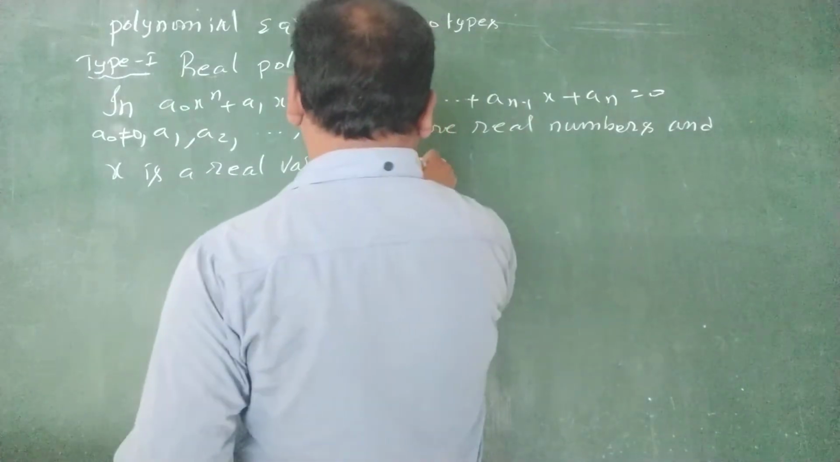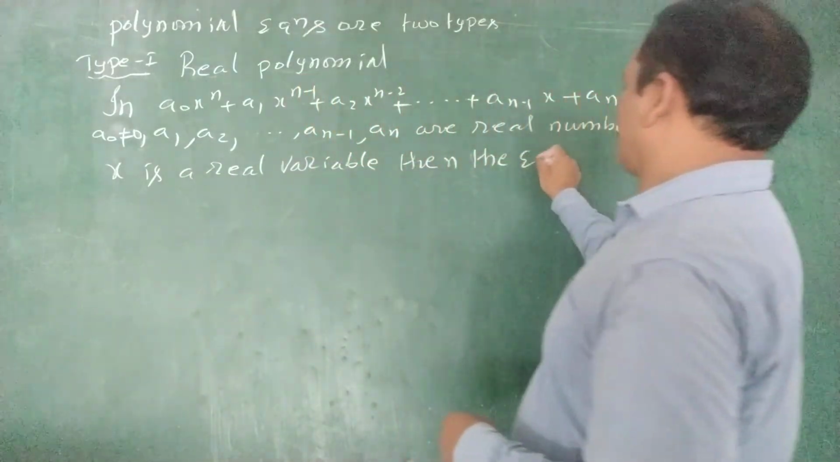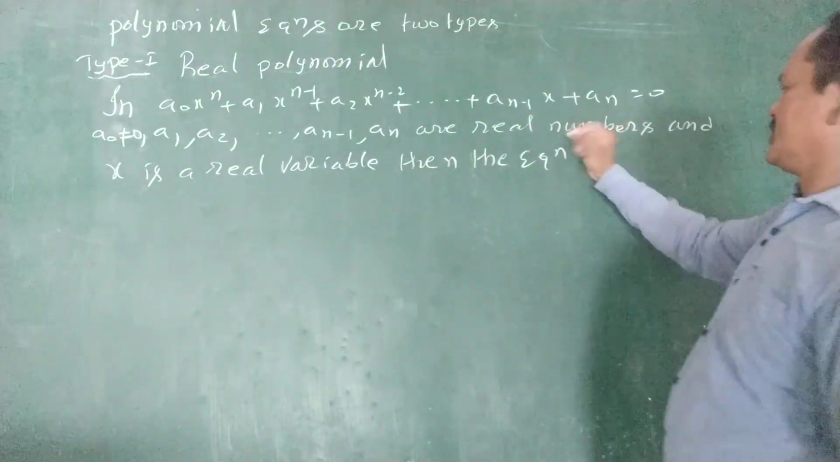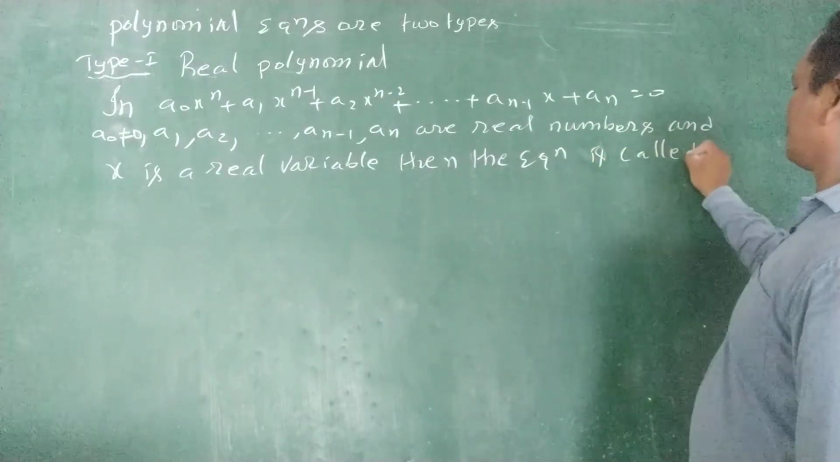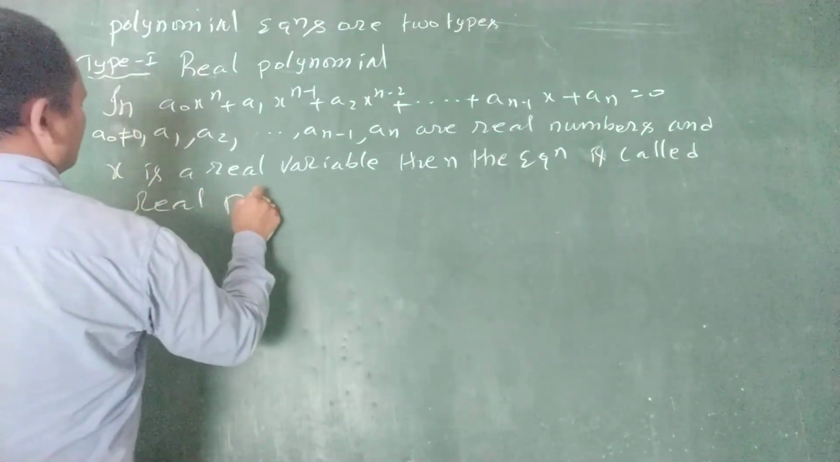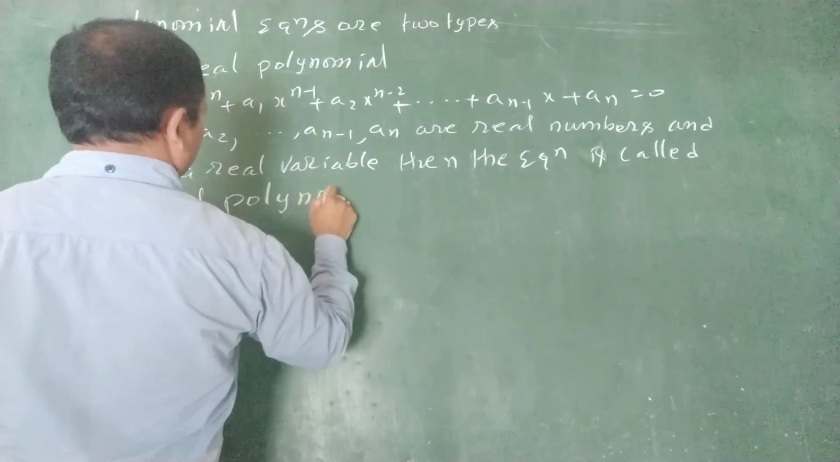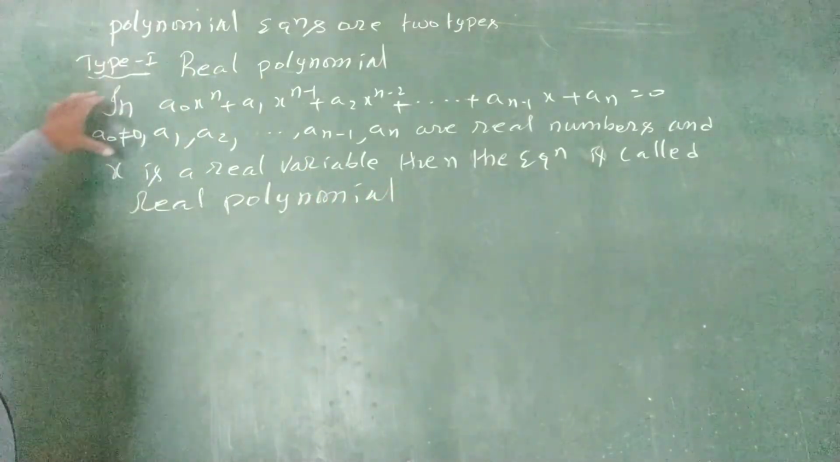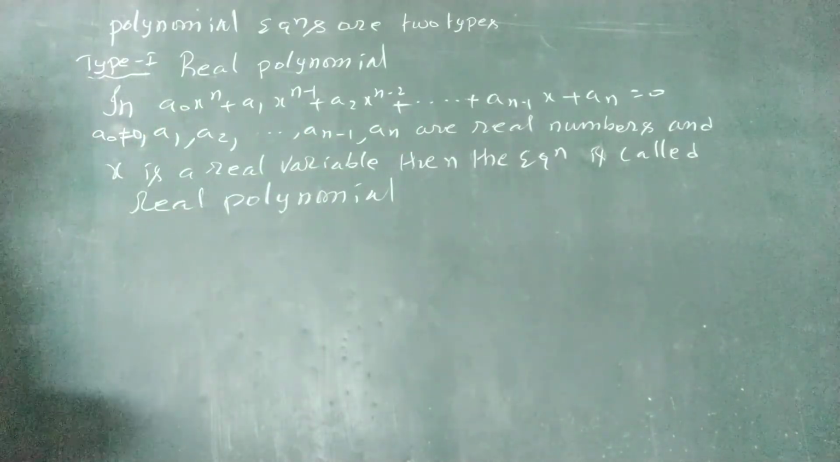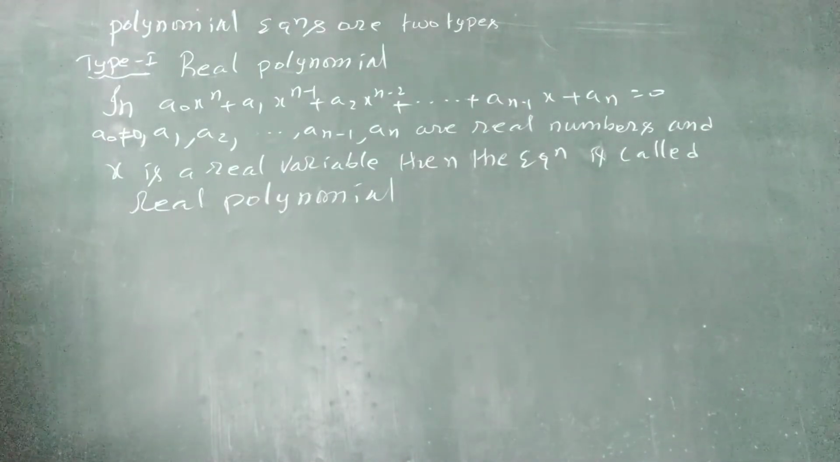Then the equation is called a real polynomial. That means here a0, a1, a2, so on, these are the coefficients. What are the constants? If the constants are real numbers, then the polynomial equation is called a real polynomial.